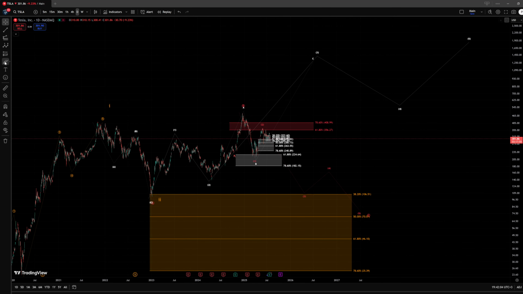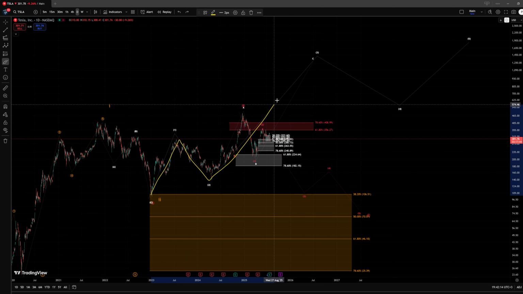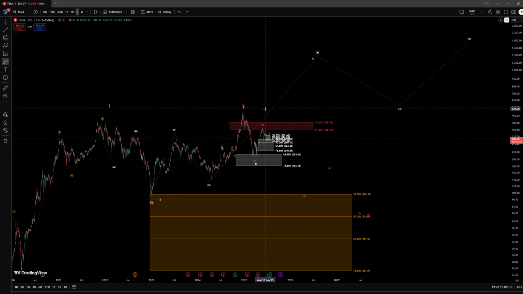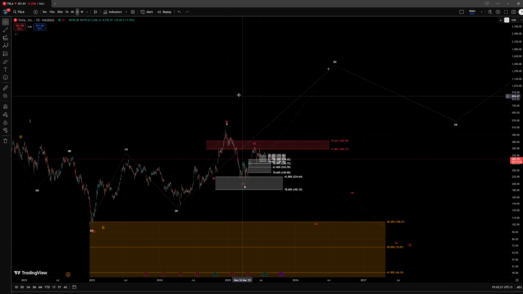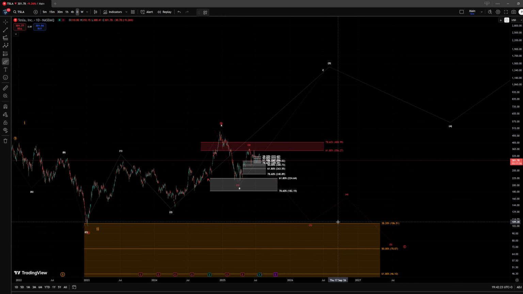But yeah, overall we have the white scenario for that, and that would be in an A, B, C correction, and we would now be tracking a wave 1 up, a wave 2 down. Now we would be in the third wave to the upside, and this would be in a diagonal pattern. Clearly it is a diagonal.